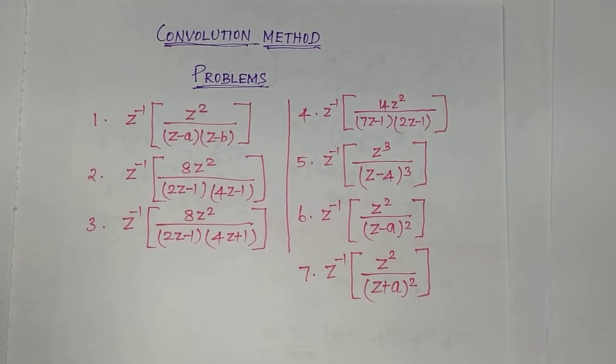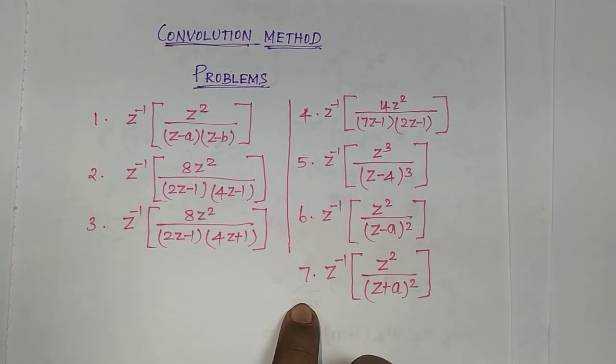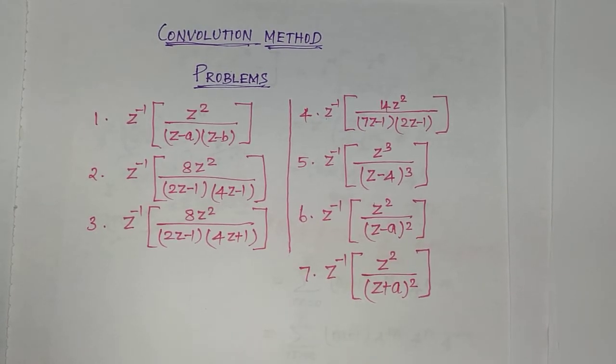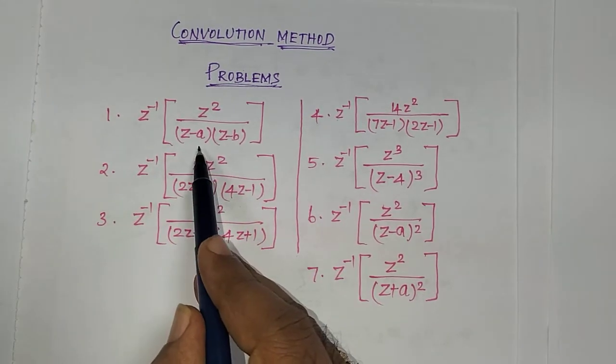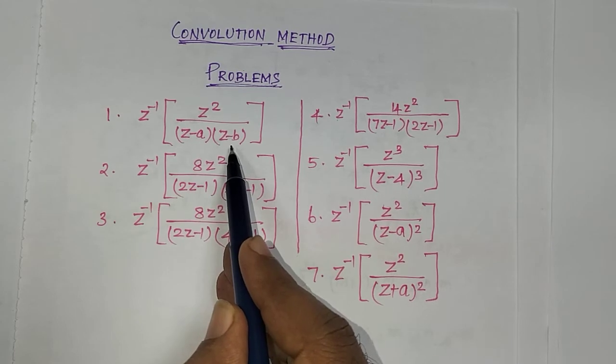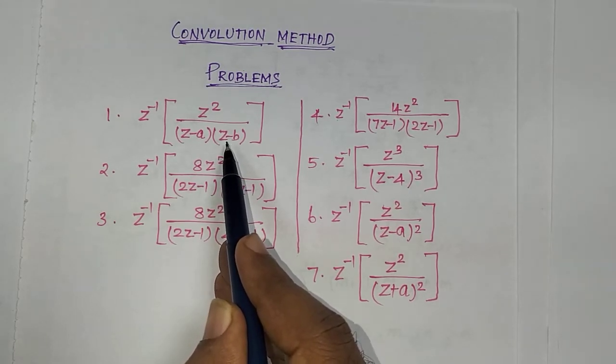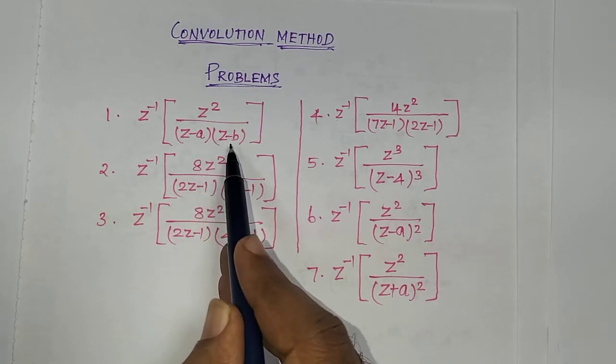In this section totally you will have 7 problems. First one, already we seen, z inverse of z square divided by z minus a into z minus b. When changing a and b value, you will get a different number of problems. If you understand this problem, you can write it even if they change a and b value.